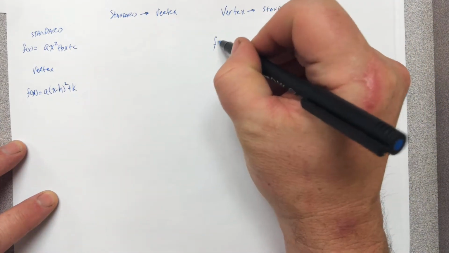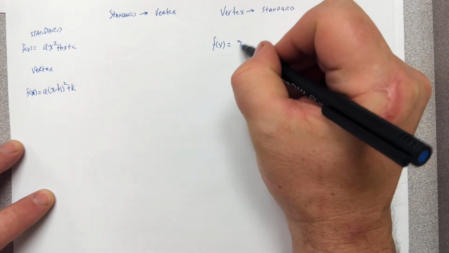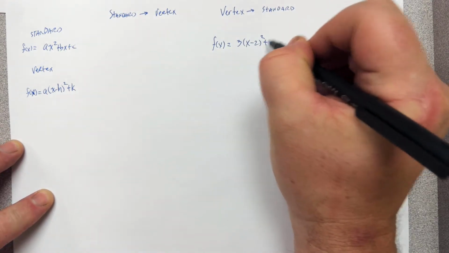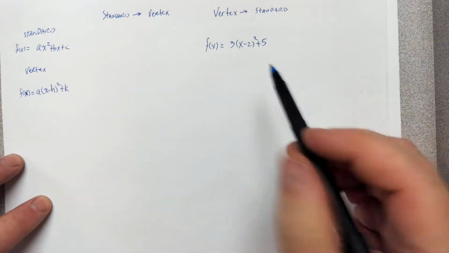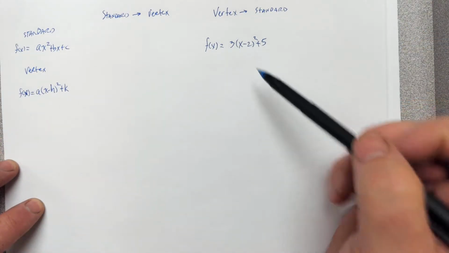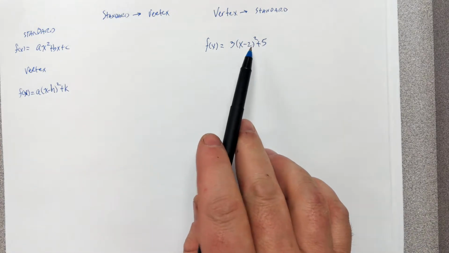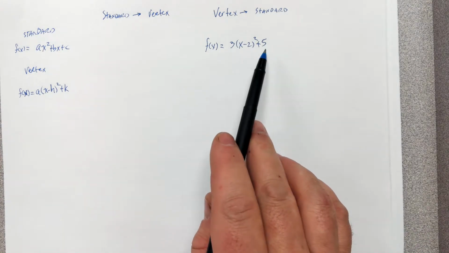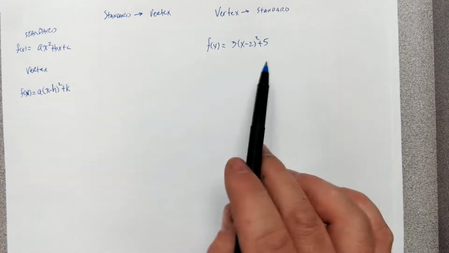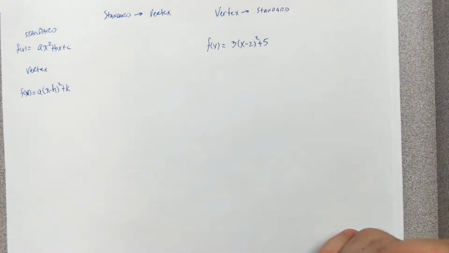So let's say we had this equation right here, 3 times (x minus 2) squared plus 5. So you know that the vertex would be 2 comma 5, right? It's the opposite of that number, so opposite of negative 2 is 2. So 2 comma 5 is the vertex. But you can't just look and see the y-intercept, and you can't just look and find the x-intercepts.